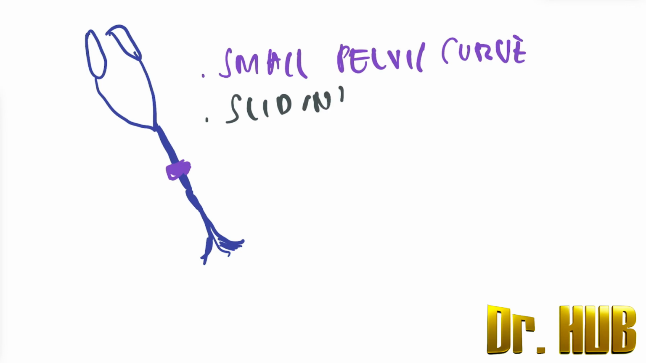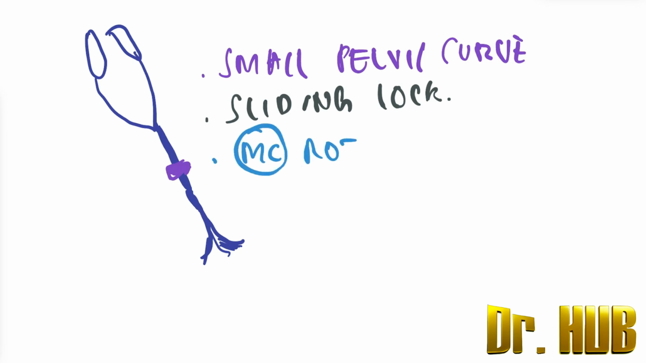So it has a small pelvic curve and a sliding lock. It is the most common forceps used for rotational delivery, and it helps to correct asynclitism.